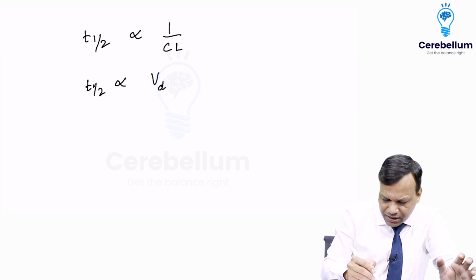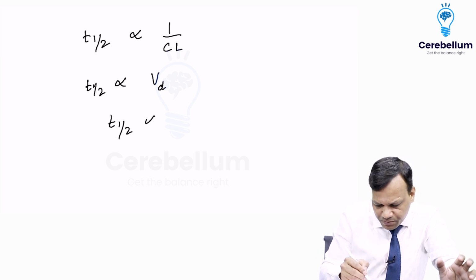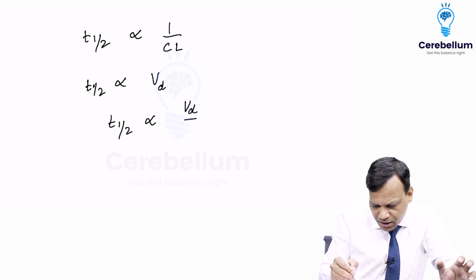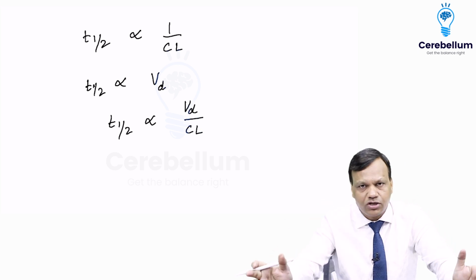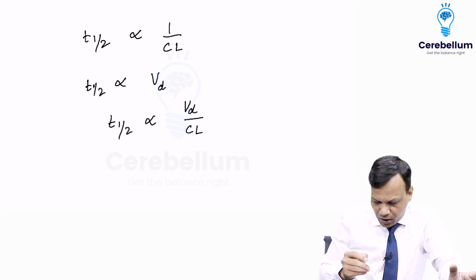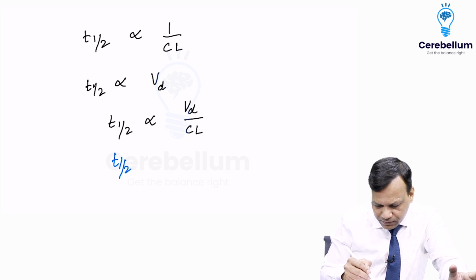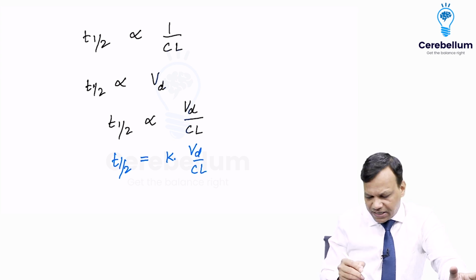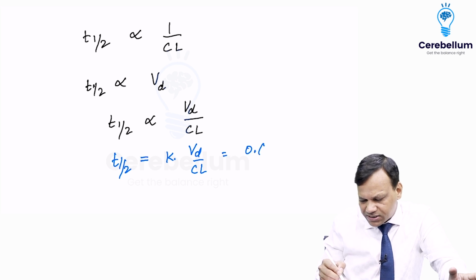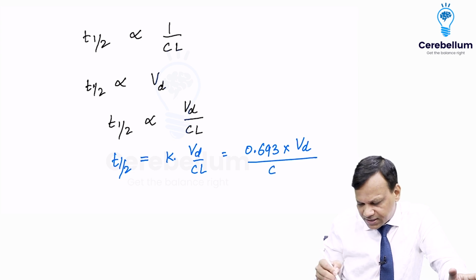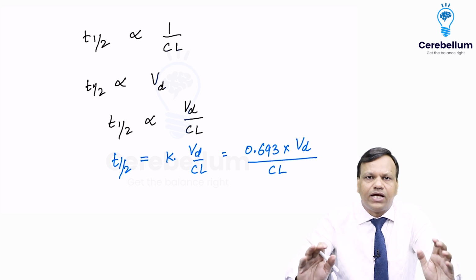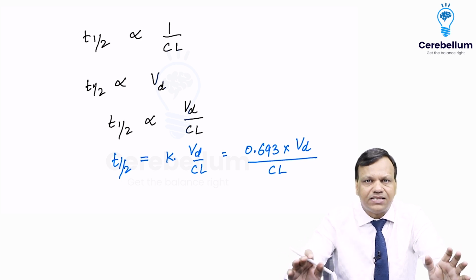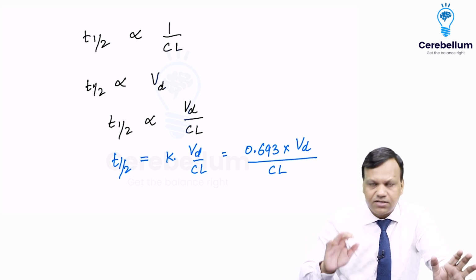Clear? So if we combine the two, we can say that half-life is proportional to volume of distribution divided by clearance. Logic? And if we want to make it a formula, then we will write a constant of proportionality, and the value of that constant is 0.693. So the formula of half-life is 0.693 into Vd by clearance. 0.693 into Vd by clearance is half-life.